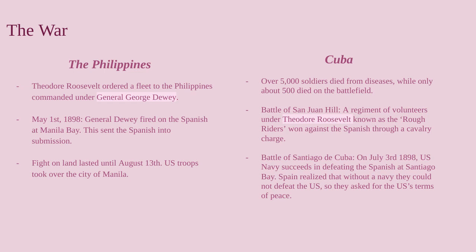Battle of Santiago de Cuba. On July 3, 1898, the U.S. Navy succeeded in defeating the Spanish at Santiago Bay. Spain realized that without a navy, they could not defeat the U.S. Eventually, they asked for the U.S.'s terms of peace.